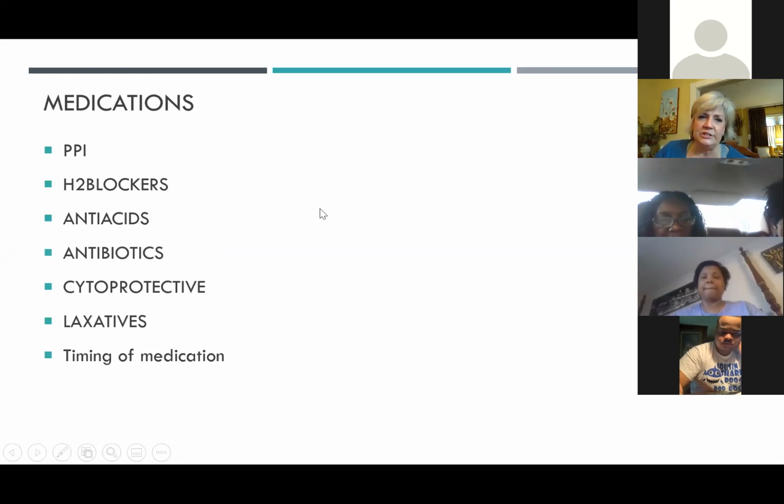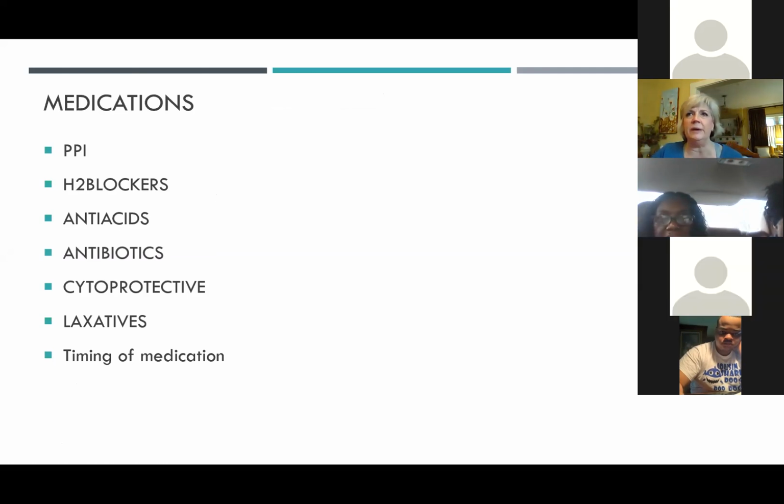All right. Medications. Let's talk about these medications. PPIs, proton pump inhibitors. That turns off the little pumps in the stomach that create acid. So to say that it's an antacid is not effective, but to say that it is an acid reducer by making sure that the pump doesn't make too much acid, that is accurate. But PPI is a proton pump inhibitor.